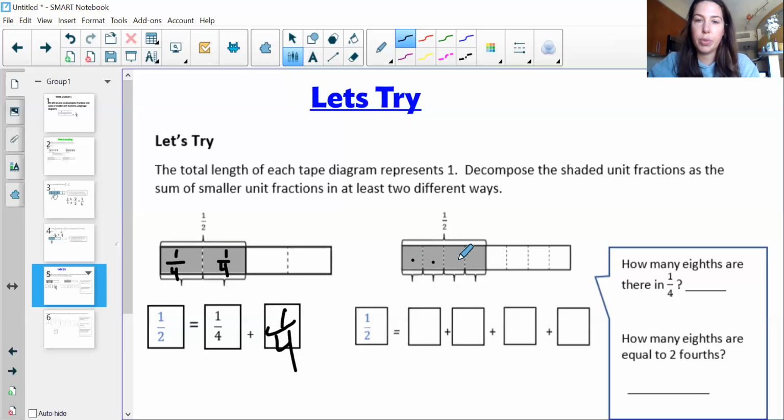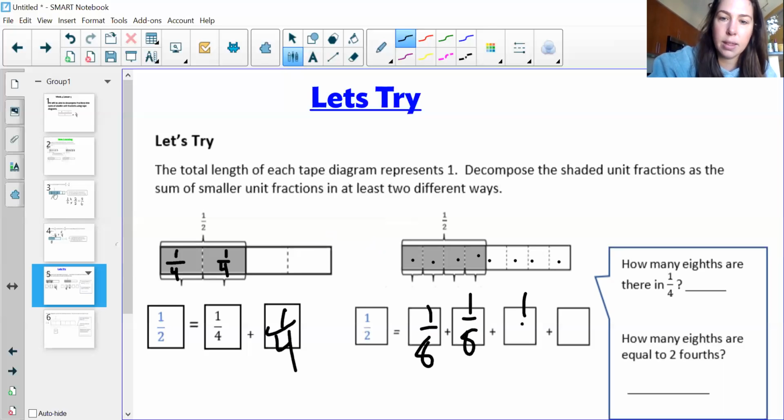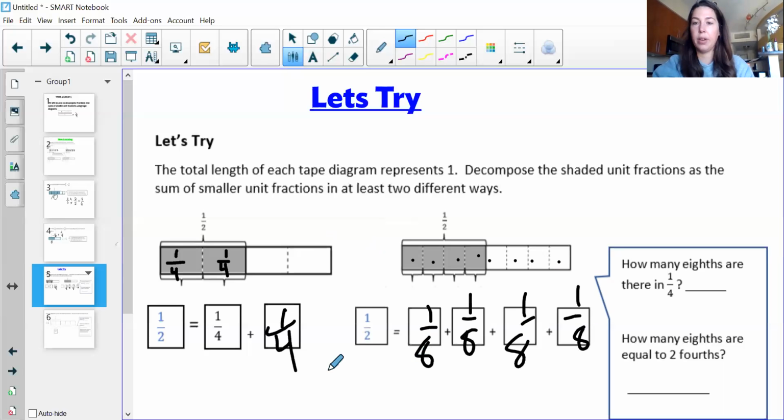1, 2, 3, 4, 5, 6, 7, 8. Notice I have to count all of the pieces and not just the shaded ones, because if I only counted the shaded ones, then that would be fourths, and that doesn't make sense. But if you count all of them, you'll notice that we have eighths. So 1/2 is equal to 4/8. So that's 1/8 plus 1/8 plus 1/8 plus 1/8. Altogether, that's 4/8. So now let's fill out this dialog box.